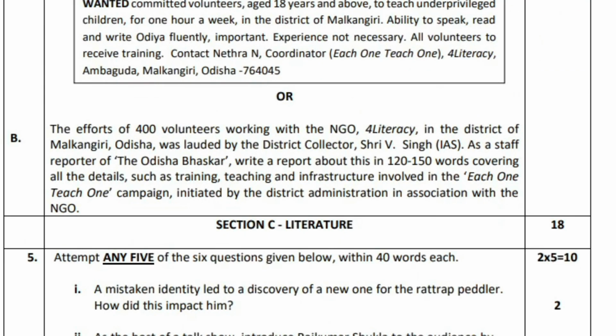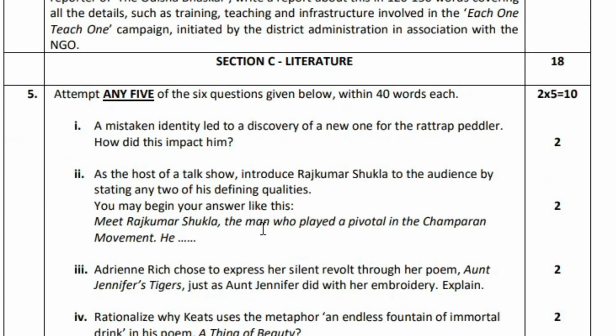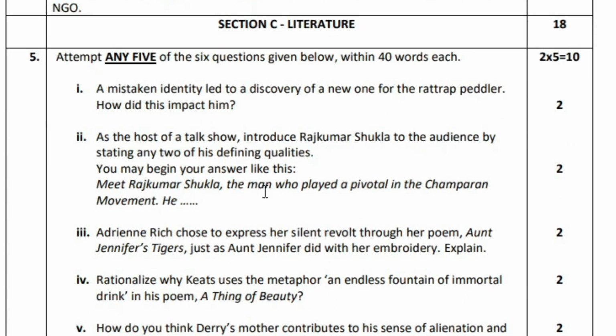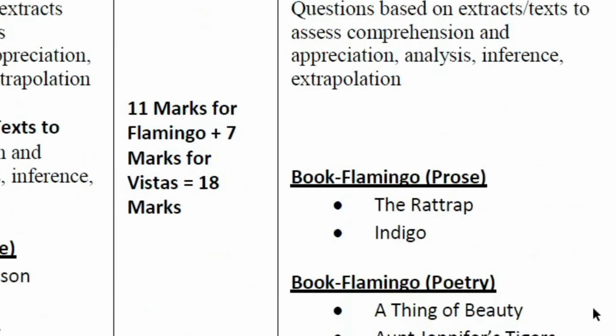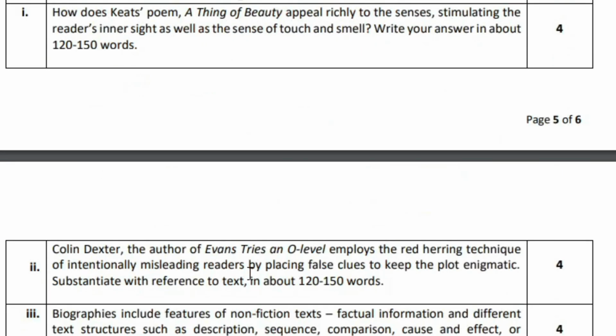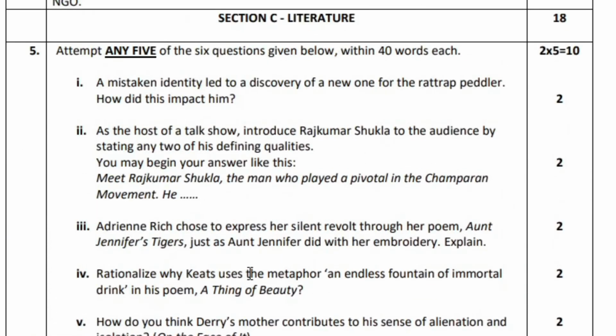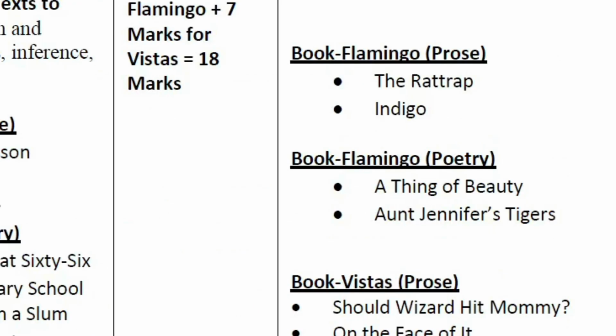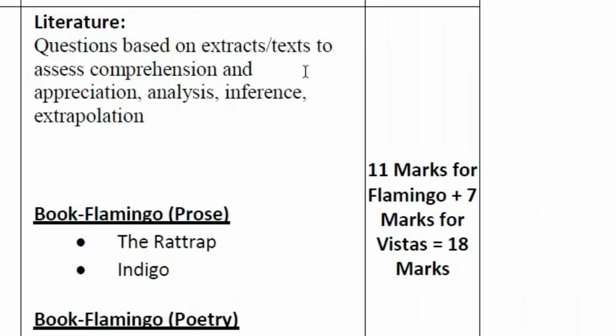Right, Section C, literature, question number 5. Now here also you can see they are not giving extracts from the prose or poetry or supplementary. They are giving you direct questions under question number 5 of Section C, literature, and attempt any 5. So let us see here. Literature: questions based on extracts or text to assess comprehension and appreciation, analysis, inference, and extrapolation. But if you see the question paper, now see, they have given direct questions. They have not given any extracts. So CBSE has deviated from what they had given. So these are direct questions.